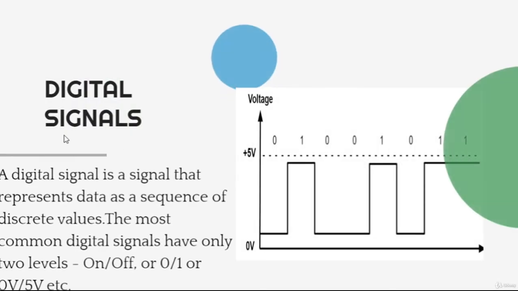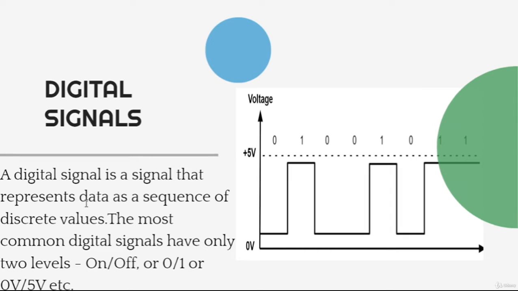So the digital signals. A digital signal is a signal that represents data as a sequence of discrete values. The most common digital signals have only two levels: on and off, or zeros and ones, or 0 and 5 volts, etc. Which means that the digital signals have only two values. The first value is the 0 and the second value is the 1. The 0 represents that there isn't any voltage, and the 1 represents that there is a voltage. So that means that the 0 represents the off and the 1 represents the on.